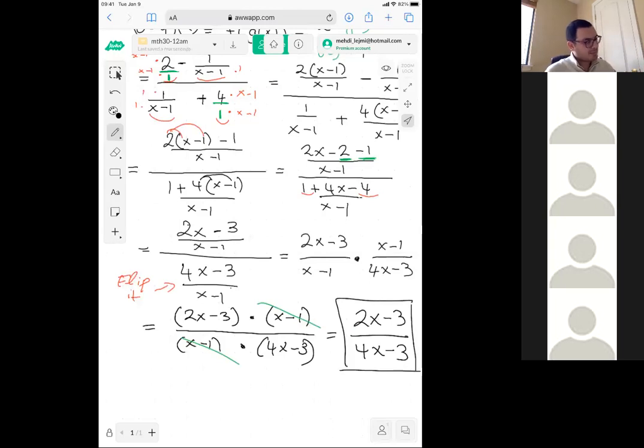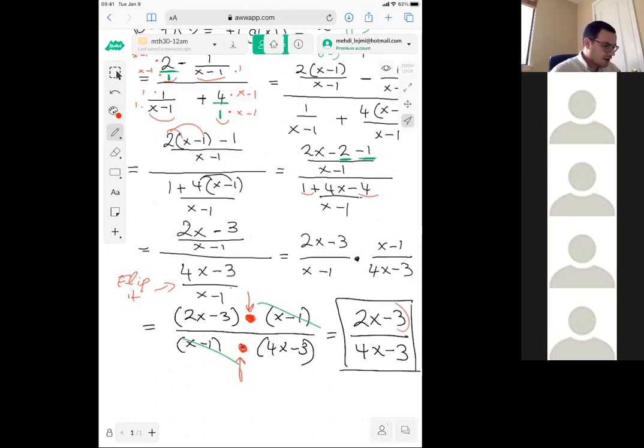Professor, you just leave the -3 there, right? It doesn't get crossed out. No, that's actually a very good point. You can cancel out when you have multiplication in the top and in the bottom. That's the only case. You see here, I have multiplication in the top and the bottom. That's why I can cancel out the x minus 1.